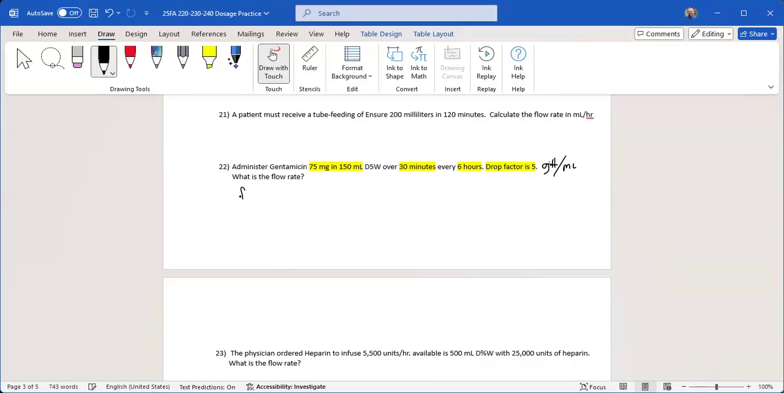You need a couple pieces of information. You need to know the flow rate. And you need to know the drop factor. So I'm just going to write the GTT per mL. Those two pieces of information will give us our drop rate, which is drops per minute.